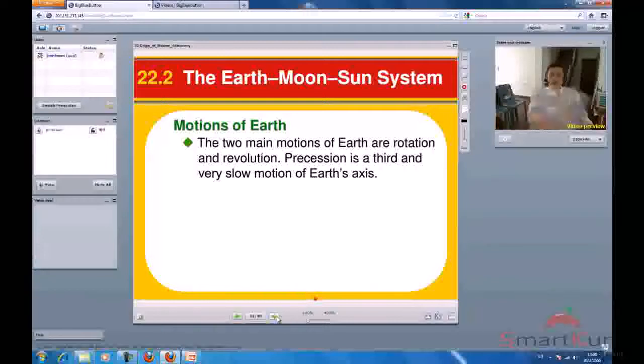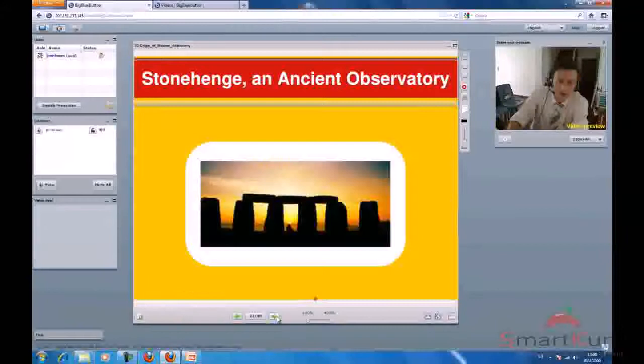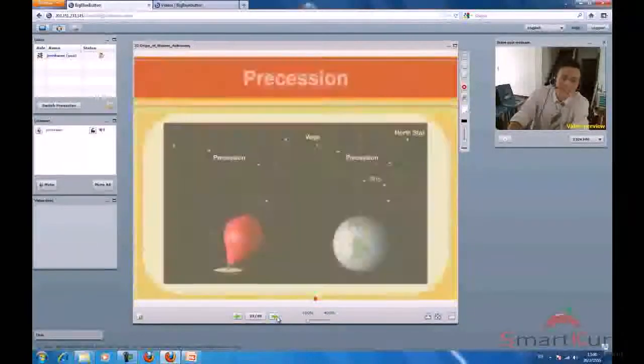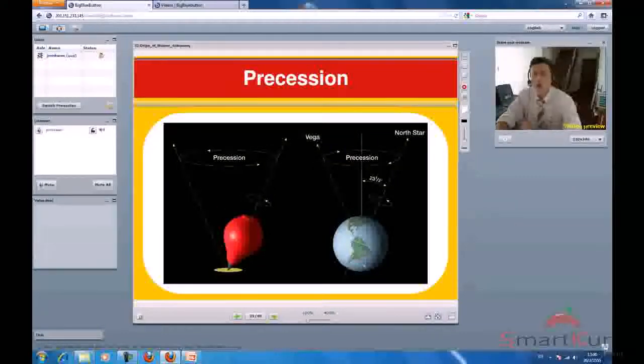However, as it's rotating, the Earth is also moving in that elliptical pattern around the sun. And one revolution, as we know, is 1 year. So one rotation is 1 day. One revolution makes 1 year. So from 12 o'clock to 12 o'clock, from January, February, March, April, May, June, July, August, September, October, November, December, January. Rotation and revolution.